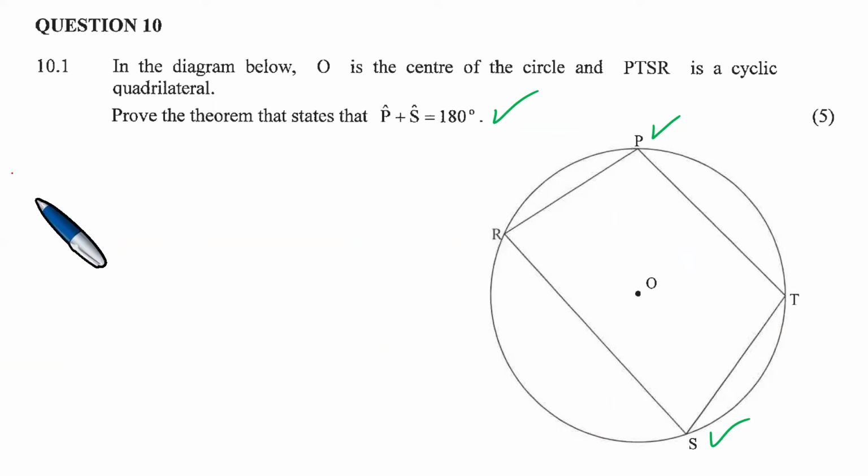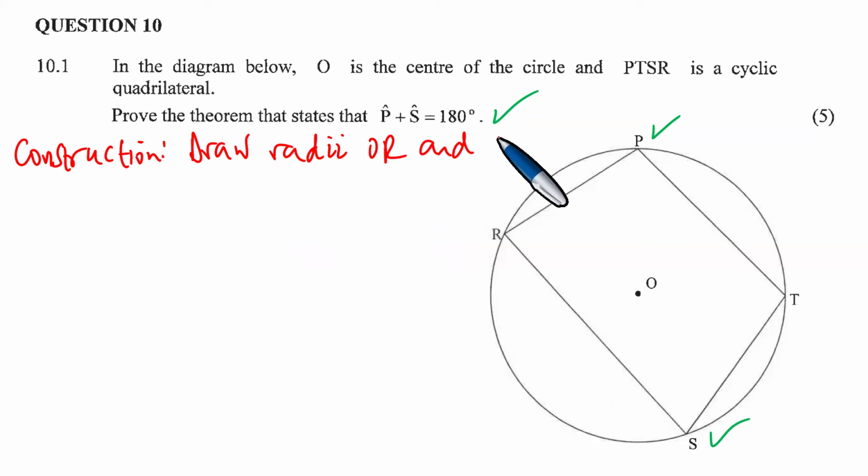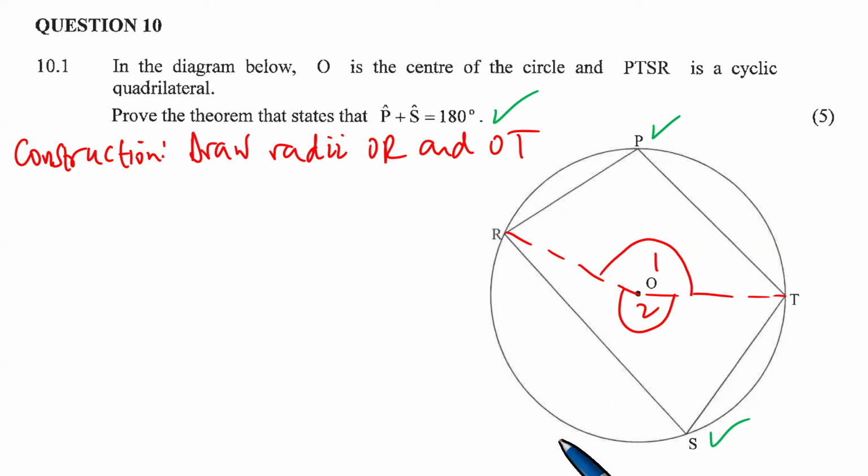Right, we perform a construction. In performing the construction, you draw radii OR and OT. And this one is 2. And this one is what? Is 1.